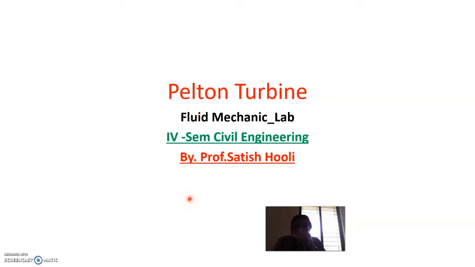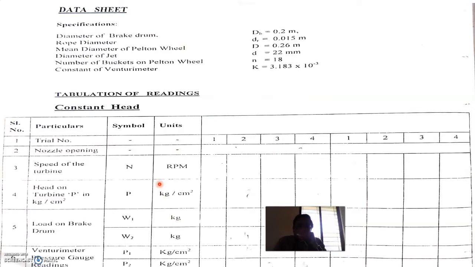Here the flow hits tangentially on the wheel and it rotates. The static pressure is used to rotate that wheel. In the next part, we are going to see the observation table.